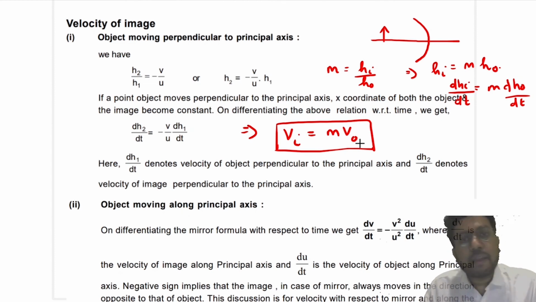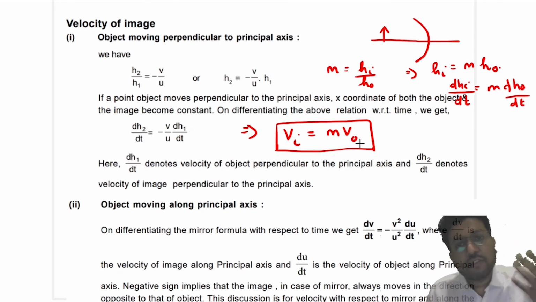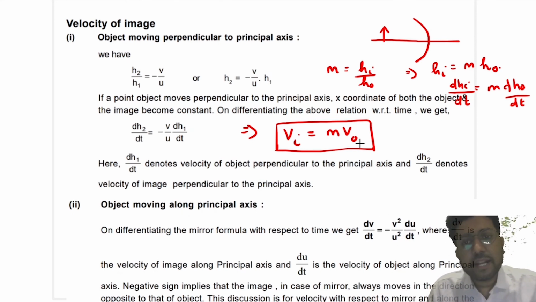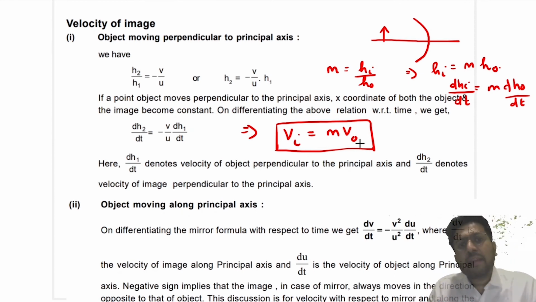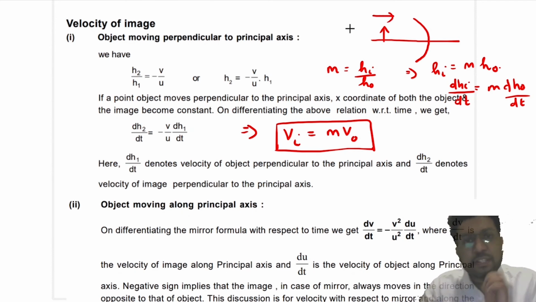When the value of m is positive, that means the image is erect. In that case, the velocity of object and velocity of image are in the same direction. All right. And m can be written as f by f minus u, or m can be written as minus v by u. Right.